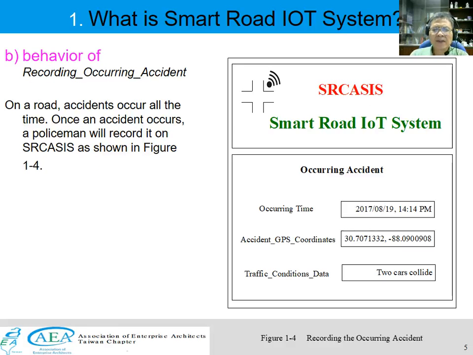The second behavior is recording occurring accident. On a road, accidents occur all the time. Once an accident occurs, a policeman will record it on the smart road IoT system, as shown in Figure 1-4.